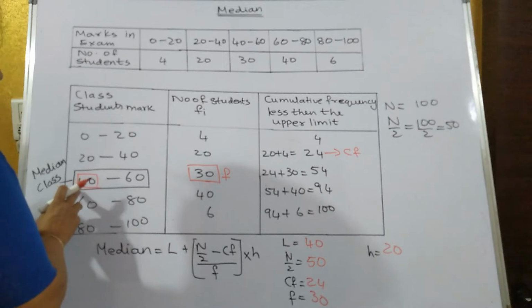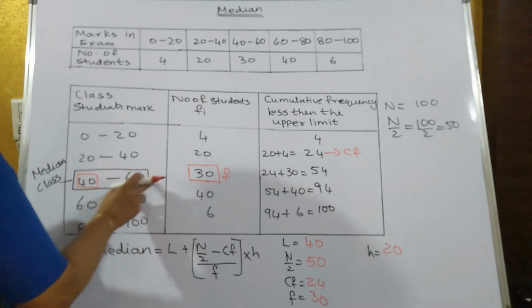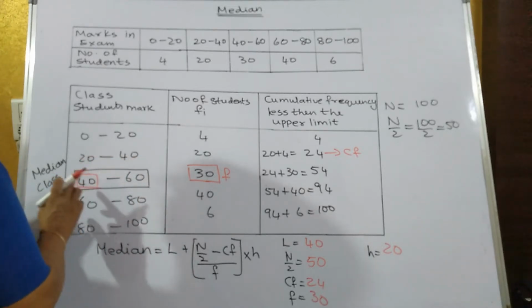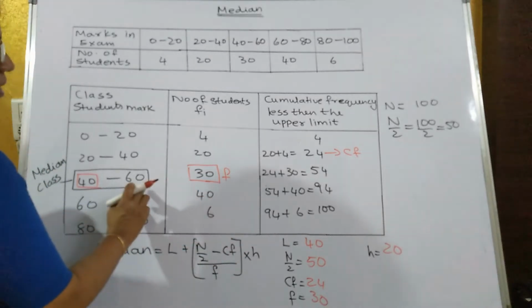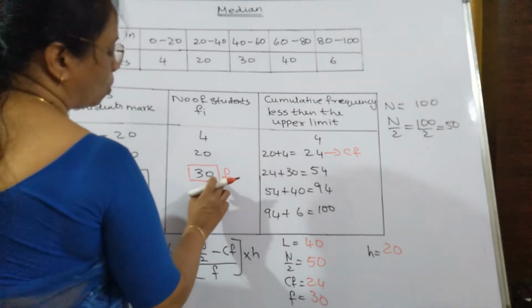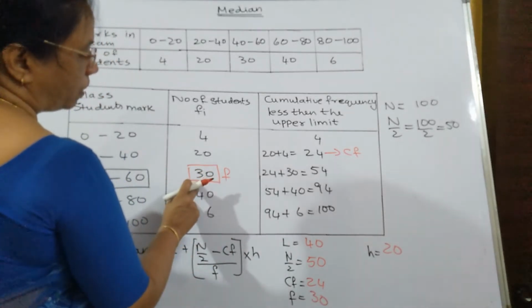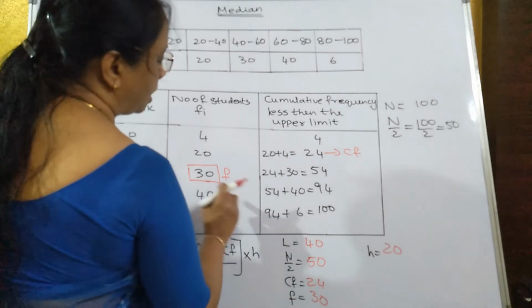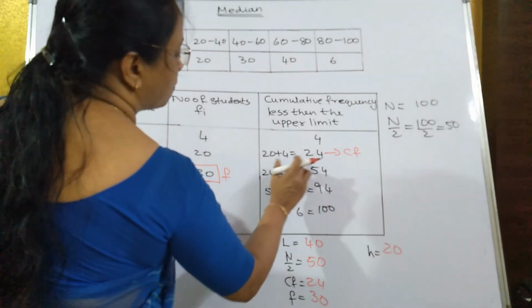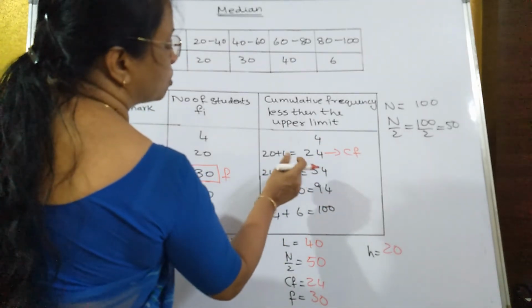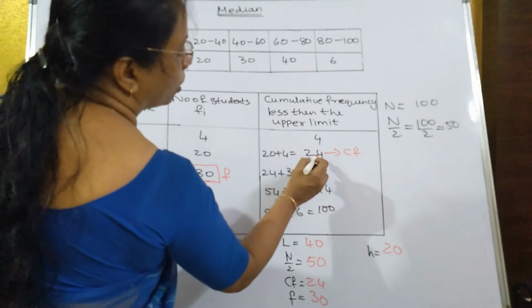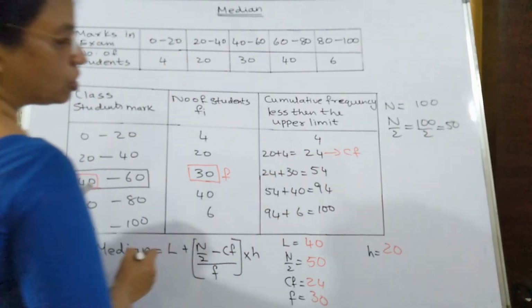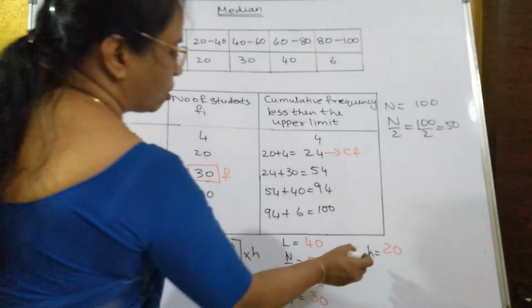In this, 40 to 60 is known as the median class, and 40 is the lower class limit, and the frequency in the same row, F, is 30 over here. So F is equal to 30, and you're not supposed to take CF of the same row. The above row you're supposed to take. So the above row, what are you getting? 24. So CF is equal to 24.